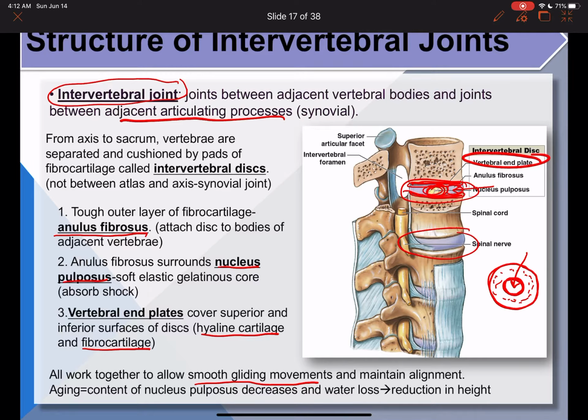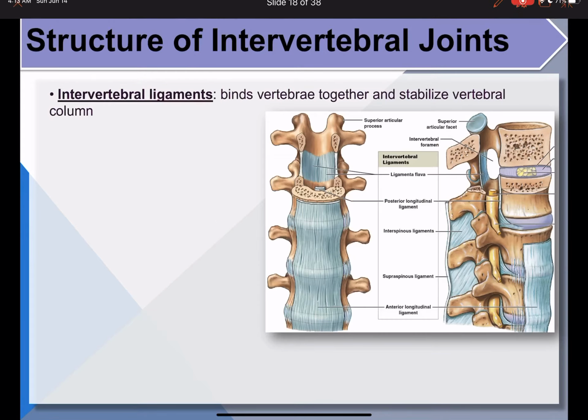Now, as we age, not only do we experience osteoporosis, but sometimes we seem to lose our height as well, not because we just magically became shorter as we age, but because of these intervertebral discs, the nucleus pulposus area can decrease in size. The content inside loses its mass, okay, and you have water loss as well. And that's what together, all the intervertebral discs being smaller and more compressed, that's what results in that reduction in height as we age.